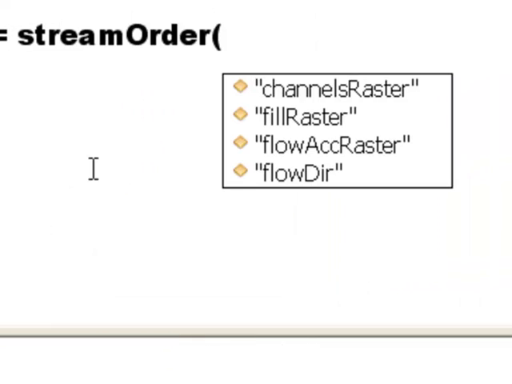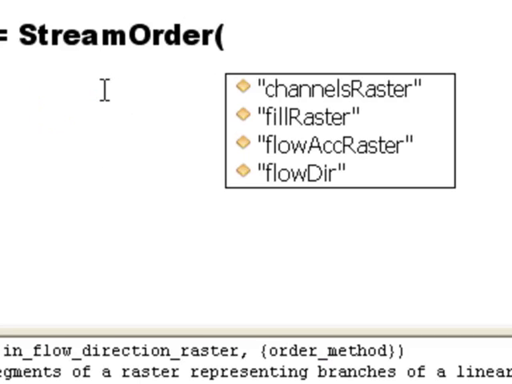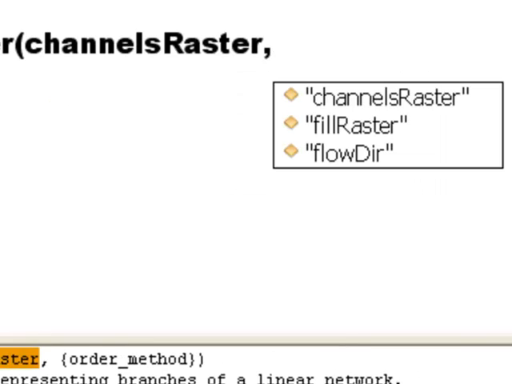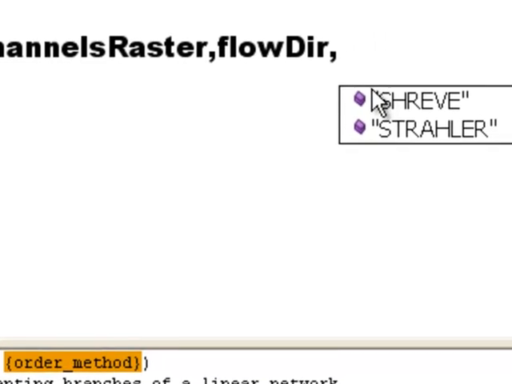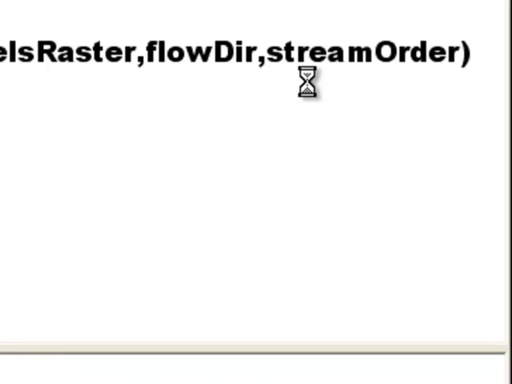So the input will be for the Stream Order tool. What is the input channel raster? So that's this raster object. And then what is the flow direction raster? So that's this raster object. And then what is the method? So either Strahler or Shreve, and that's stored in this variable. So then that will create a raster where 1 represents a first order stream. So near the top of the basin, the first streams that occur. 2 would represent a second order stream. So where 2 first order streams come together, that creates a second order stream.